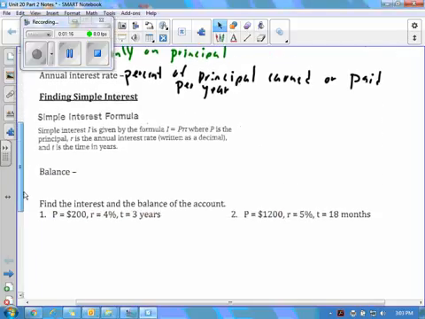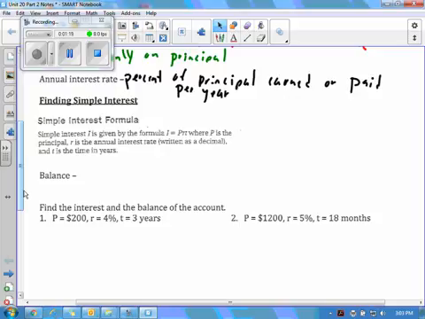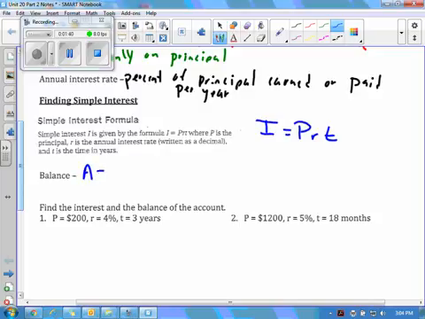So it says finding simple interest. The simple interest is given by the formula I equals PRT, where P is the principal, R is the annual interest rate, and T is the time in years. So I equals PRT will give you your amount of interest. Now, if you want your balance, that formula is going to be A equals P plus PRT. So your account balance is your principal plus the interest. P would be the principal, P times R times T would be your interest.